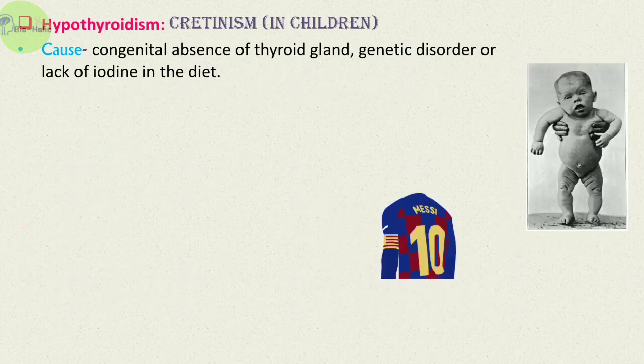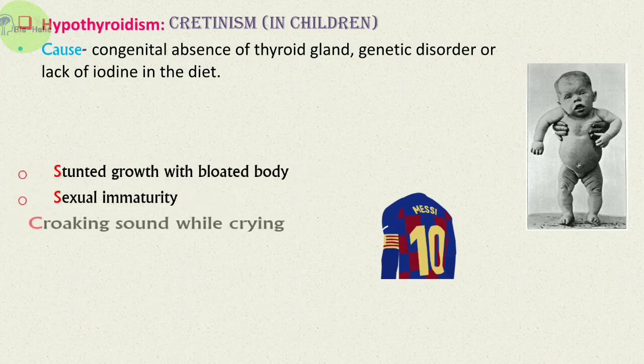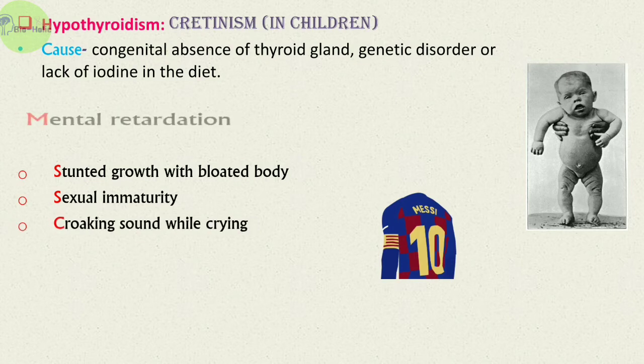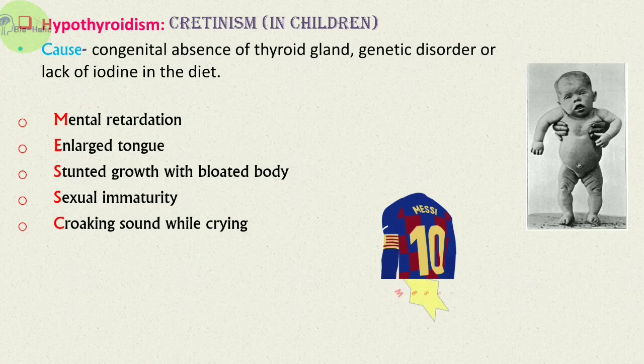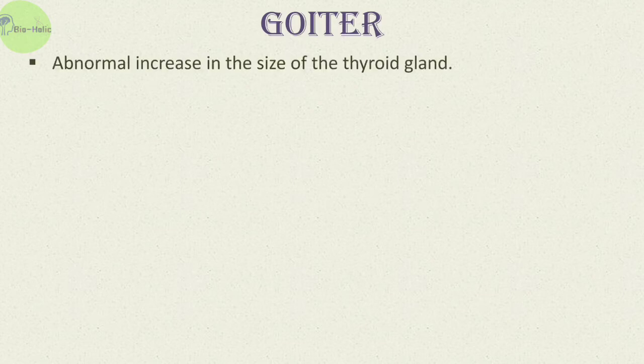And if hypothyroidism occurs in children due to the congenital absence of thyroid gland or genetic disorder or lack of iodine in the diet, then this condition is known as cretinism. Here we can see stunted growth with bloated body, sexual immaturity, croaking sound while crying, mental retardation, and enlarged tongue. Here is a trick to remember the clinical features of cretinism.